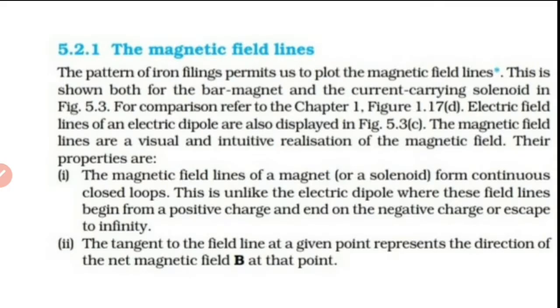Now the first point regarding magnetic field lines is that they form closed curves. This is unlike the electric dipole, where the field lines begin at the positive charge and end at the negative charge. Now the second point is that the tangent to the field line at any point gives the direction of the net magnetic field at that point.